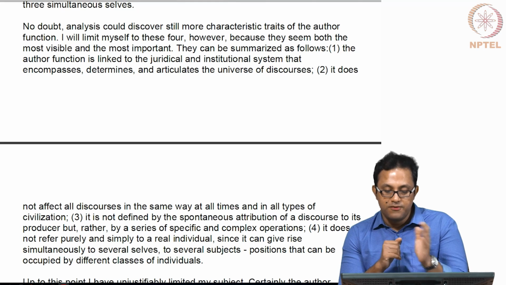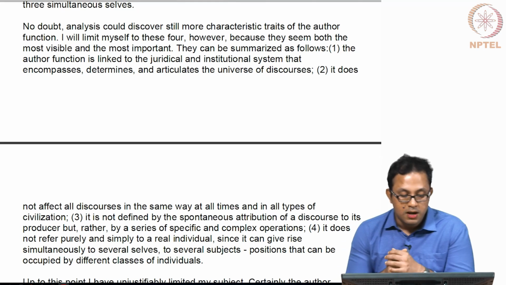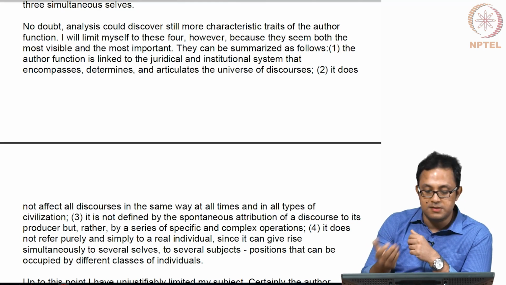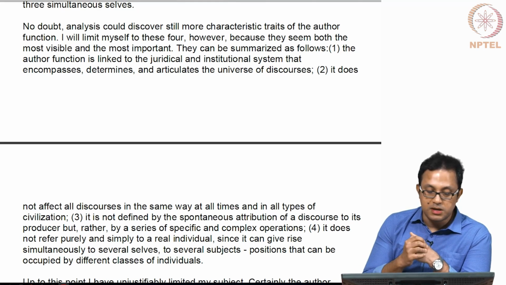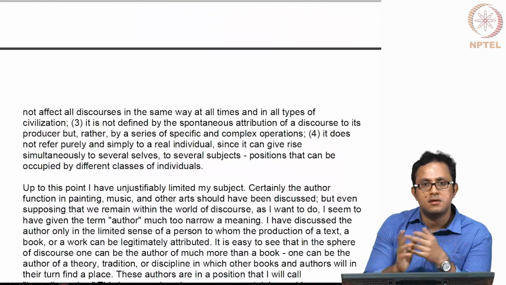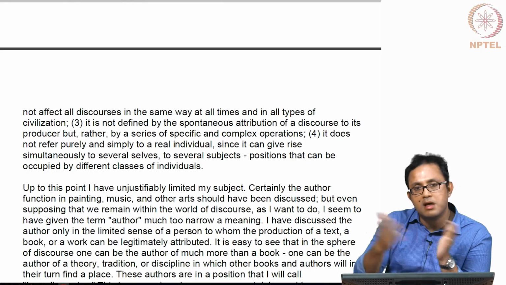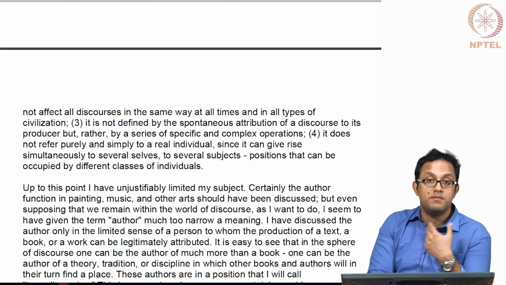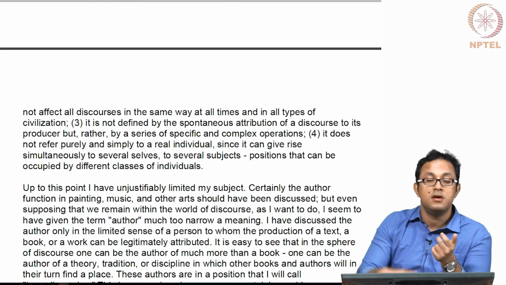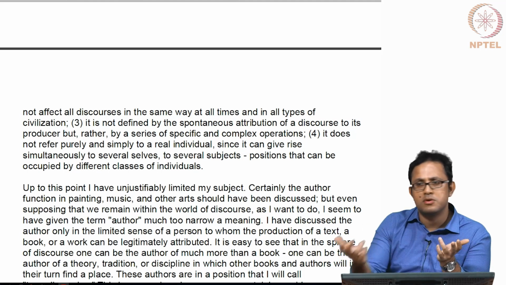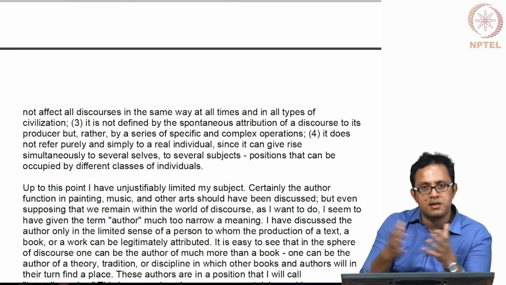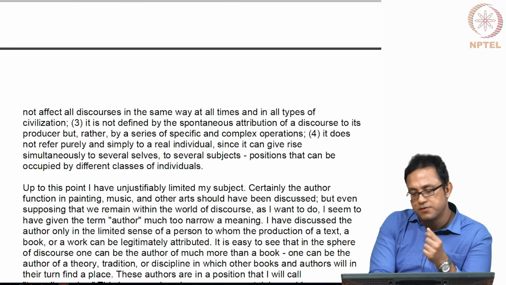Fourthly, it does not refer purely and simply to a real individual, since it can give rise to simultaneously several selves, to several subjects, positions that can be occupied by different classes of individuals, right? So it can transcend the reductionism of an individual. It can become more than just one individual. It can become one person divided into many selves. And we just saw a good example a while ago: the producer, the player, and the liminal presence. All three selves can be simultaneously present or invested in the author function.